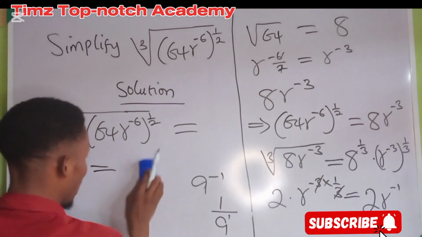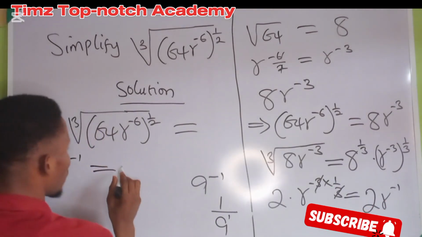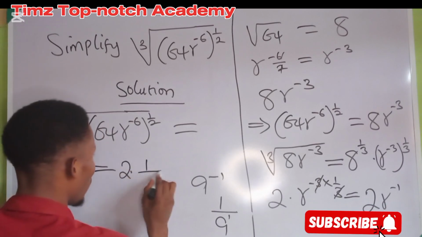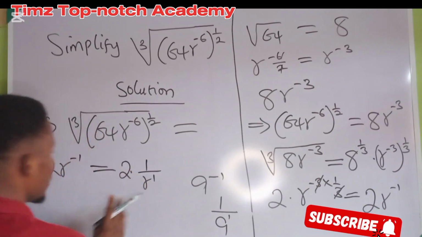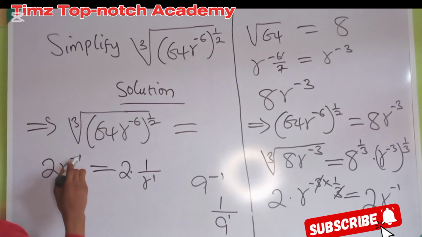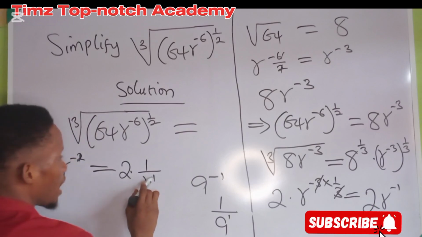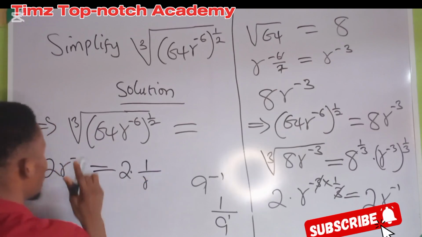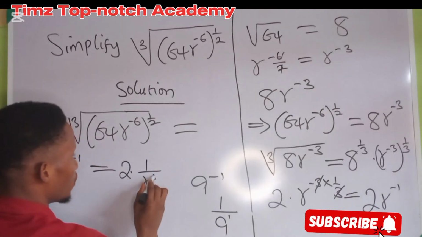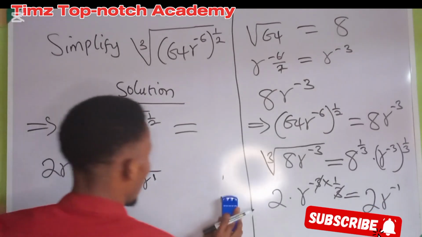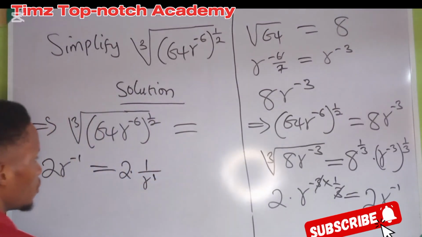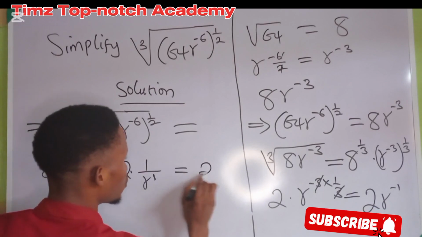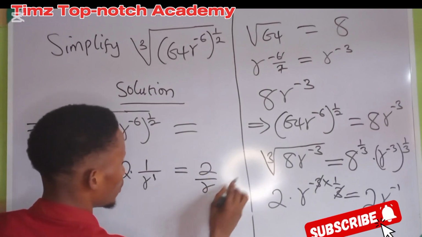If you do that here now, you're going to have 2 multiplied by 1 all over r raised to the power 1. If here it was 2, it would have been r raised to the power 2. But in this case, it's r raised to the power 1. So this now gives us 2 multiplied by 1, which is 2, all over r. This is your answer.